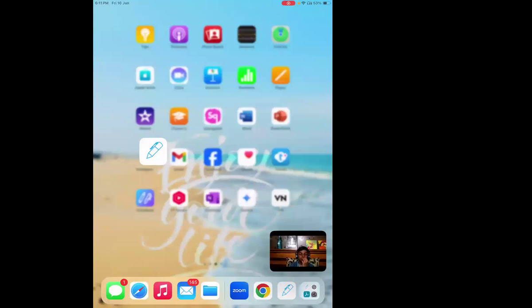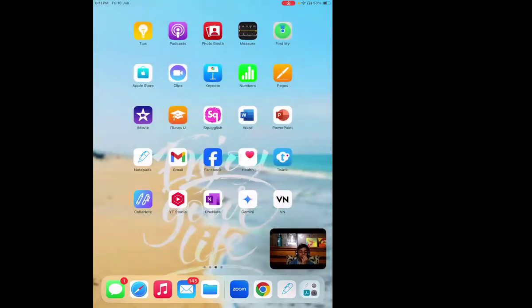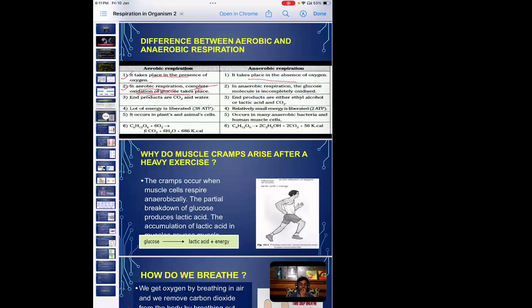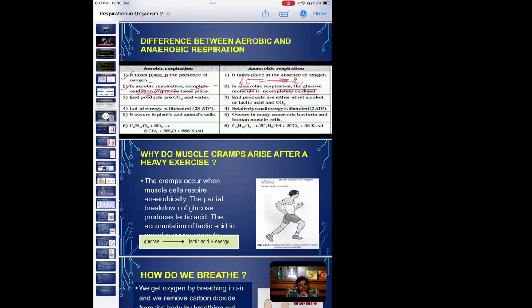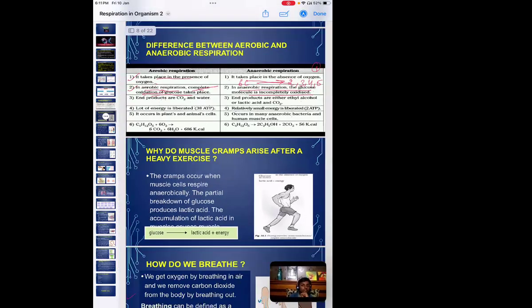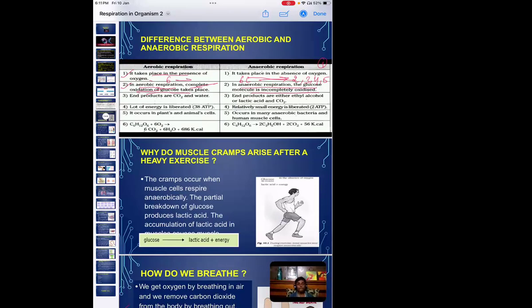So this was the second point. In aerobic respiration, complete oxidation of glucose takes place, whereas in the anaerobic process the glucose molecule is incompletely oxidized. It means the 6 carbon molecule will reduce to 2 carbon, 3 carbon, 4 carbon, or 5 carbon, but not to 1 carbon. Whereas in aerobic respiration, the 6 carbon molecule changes into 1 carbon molecule. Then the third point: in aerobic respiration, the end products formed are CO2 and water, as I told you.